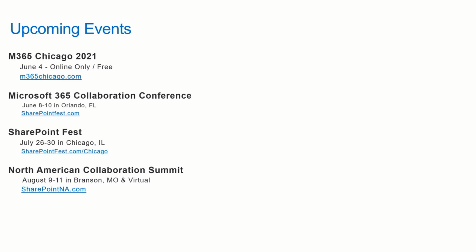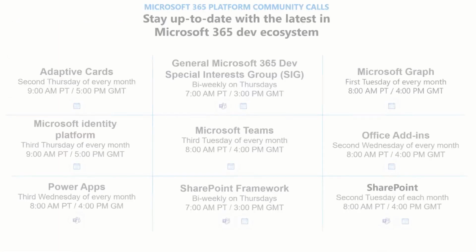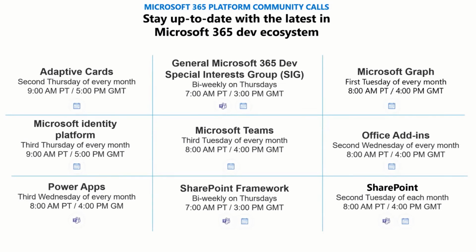And then SharePoint Fest is coming July 26th through 30th to Chicago. And the North American Collaboration Summit is going to be in August, the 9th through the 11th, in Branson or online. All right. Are we missing anything? I'm going to skip over that because I need to move it to 3 slides from now.